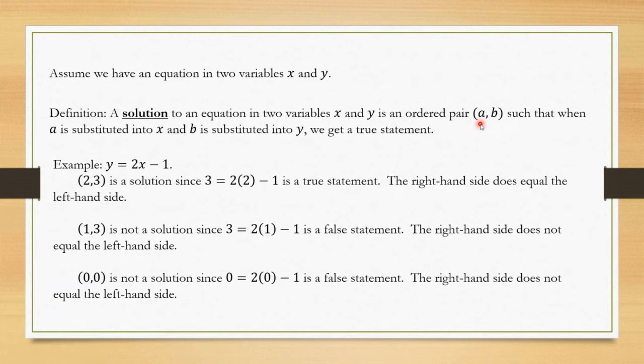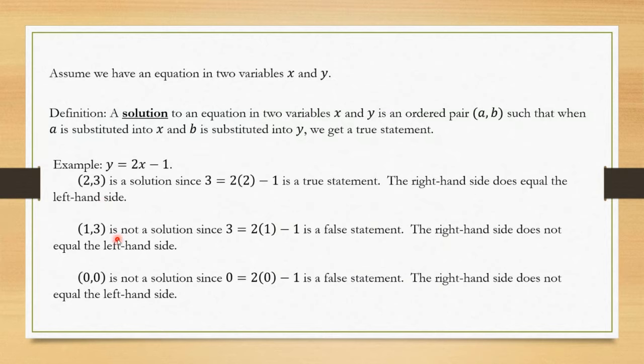Basically, you replace x with a, the x coordinate, and y with b, the y coordinate, like so. Okay. And if after doing that, the equation is a true statement, then you have a solution. That's what happens here with 2, 3. You replace x with 2 and y with 3, you get a true statement.